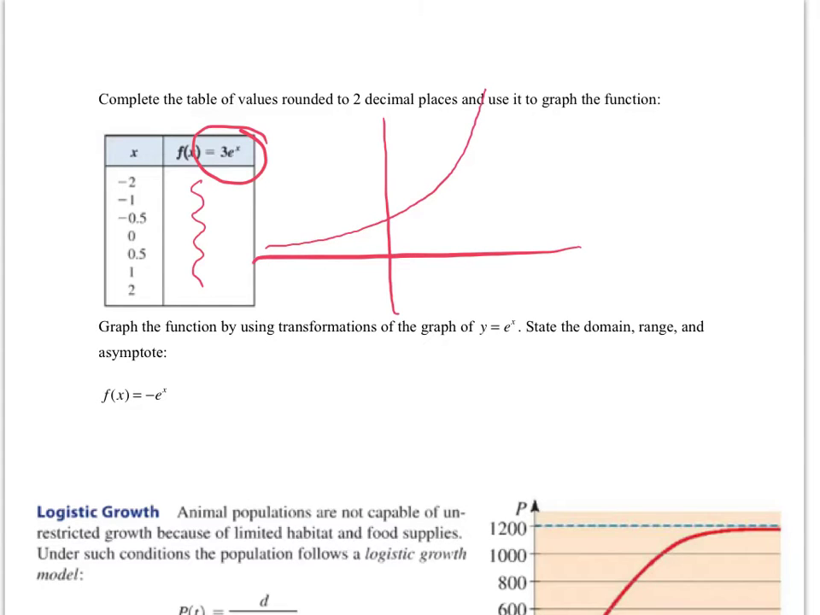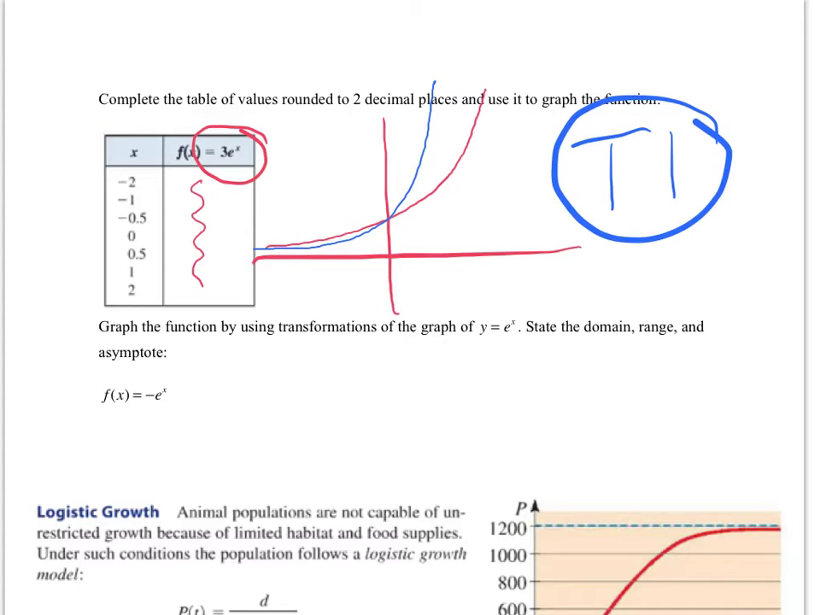If you multiply times 3, it would seem to make sense that it would be much steeper, because the y values are 3 times the y values of e to the x, so it would be a much steeper increase there. So what you should do is complete that table of values, use it to graph the function, and then when you're done, look at your TI calculator and graph the functions e to the x and 3e to the x, and see how they compare to each other.